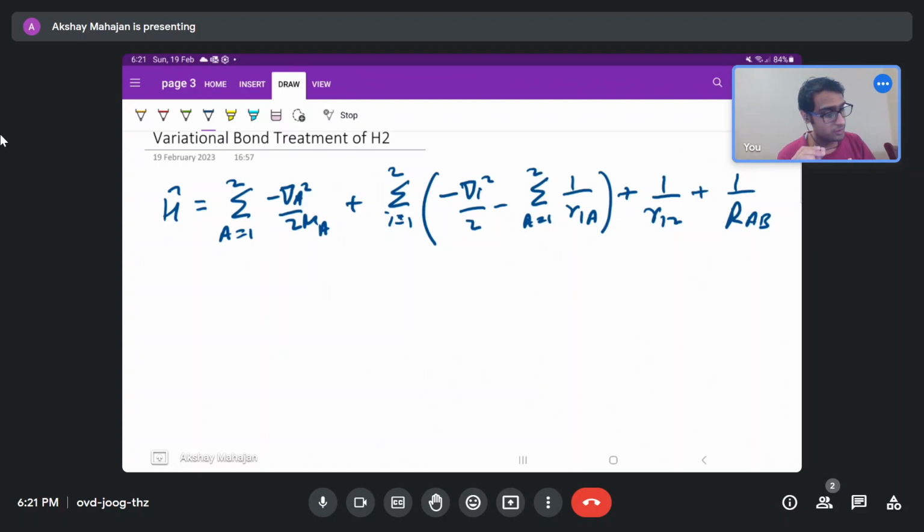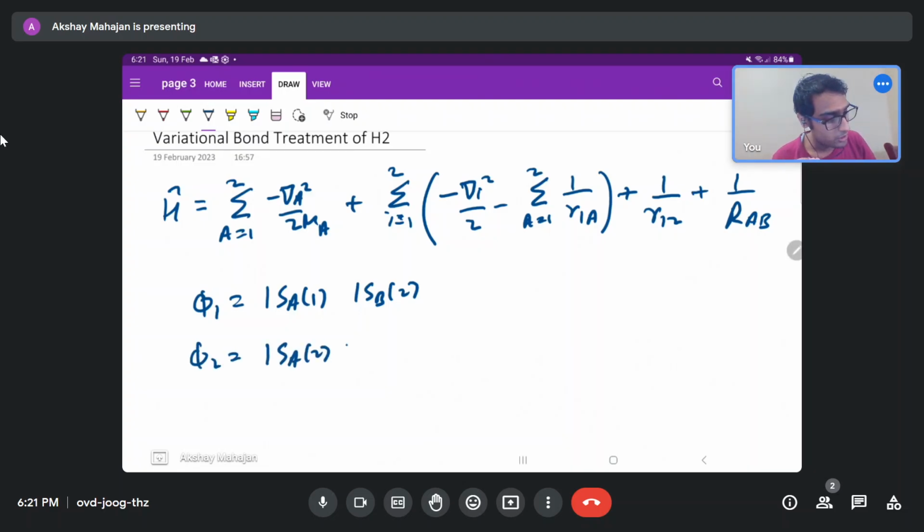Now to solve this, we can take our wave function as 1sA of 1 and 1sB of 2, which is like having two hydrogen atoms, atom A and atom B. Atom A having electron 1 and atom B having electron 2. Phi 2.